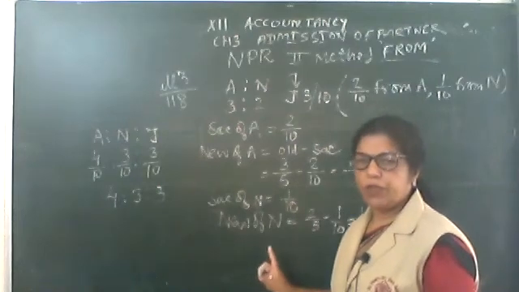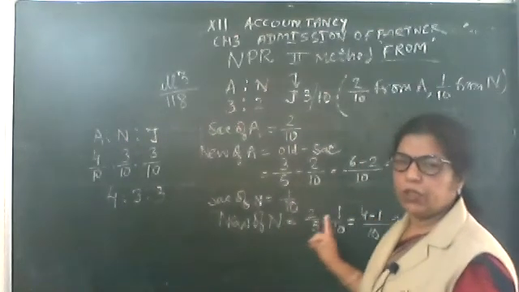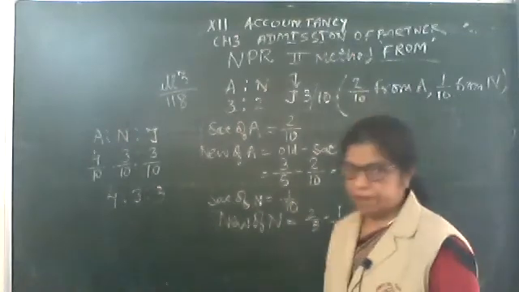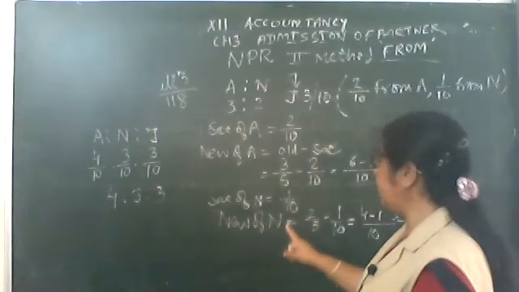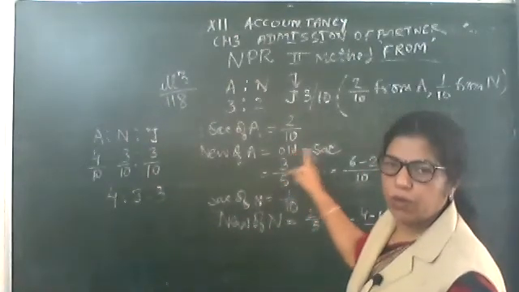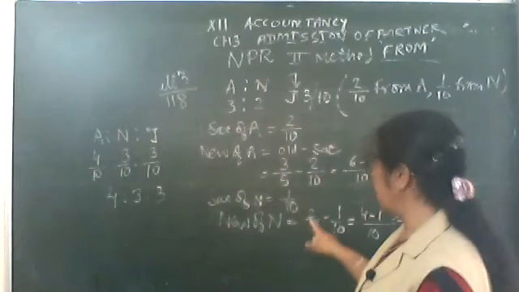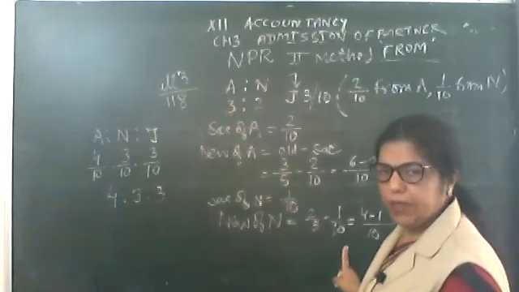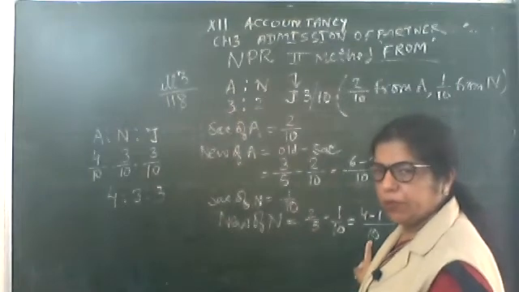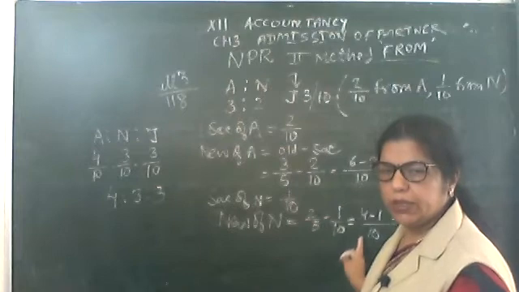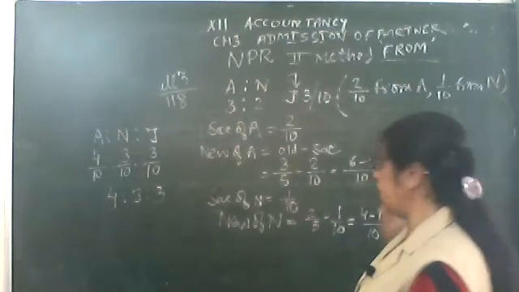Same way we will calculate the share of N. N's sacrifice is 1 by 10. And new, how to calculate new? Same formula, old minus sacrifice. Old is 2 by 5, sacrifice is 1 by 10, that is 4 minus 1, because we make the denominator common by taking LCM, that is 3 by 10.